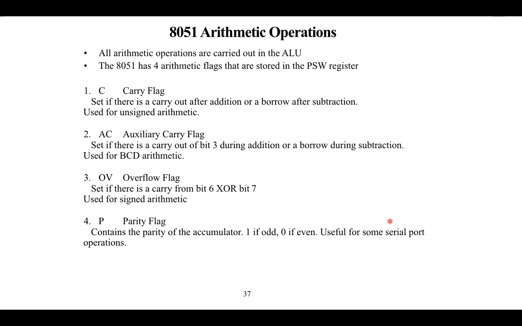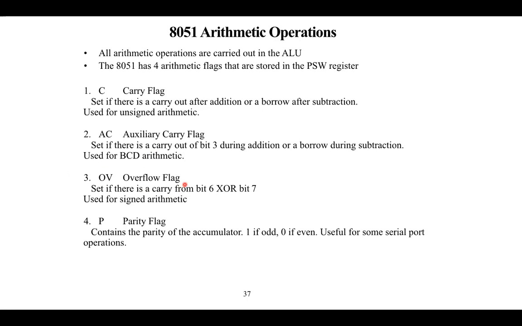Now the 8051 arithmetic operations. All arithmetic operations are carried out in the ALU. The 8051 has 4 arithmetic flags in the PSW register, the program status word. C is the carry flag, set if there is a carry out after addition or a borrow after subtraction, used for unsigned arithmetic. Auxiliary carry, AC, is set if there is a carry out of bit 3 during addition or a borrow during subtraction, used especially for BCD arithmetic.